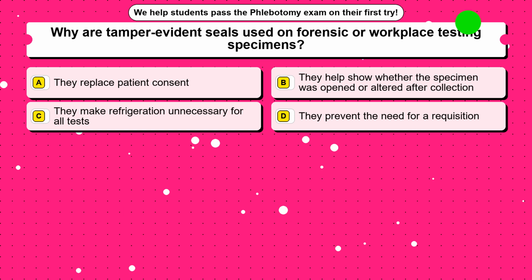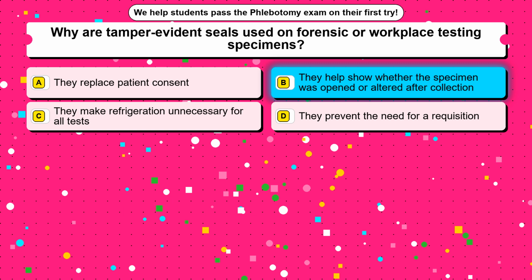Question 86. Why are tamper-evident seals used on forensic or workplace testing specimens? Option A. They replace patient consent. Option B. They help show whether the specimen was opened or altered after collection. Option C. They make refrigeration unnecessary for all tests. Option D. They prevent the need for a requisition. The correct answer is option B. They help show whether the specimen was opened or altered after collection.